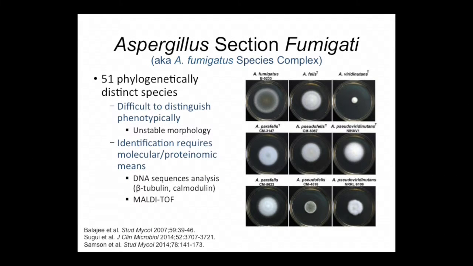Now, within Aspergillus section Fumigati, which is also referred to as the Aspergillus fumigatus species complex, it's now known that there are at least 51 phylogenetically distinct species. We're not really able to discriminate between them very well based on morphology because they have basically unstable morphology with different exposures to environmental stresses, including antifungal drugs. The morphology of these can change, and we're not able to just look under a microscope and easily classify them correctly to the species level. It now requires either molecular or proteomic means, either by DNA sequence analysis of the beta-tubulin and calmodulin genes, as well as MALDI-TOF as an emerging technology for this purpose.